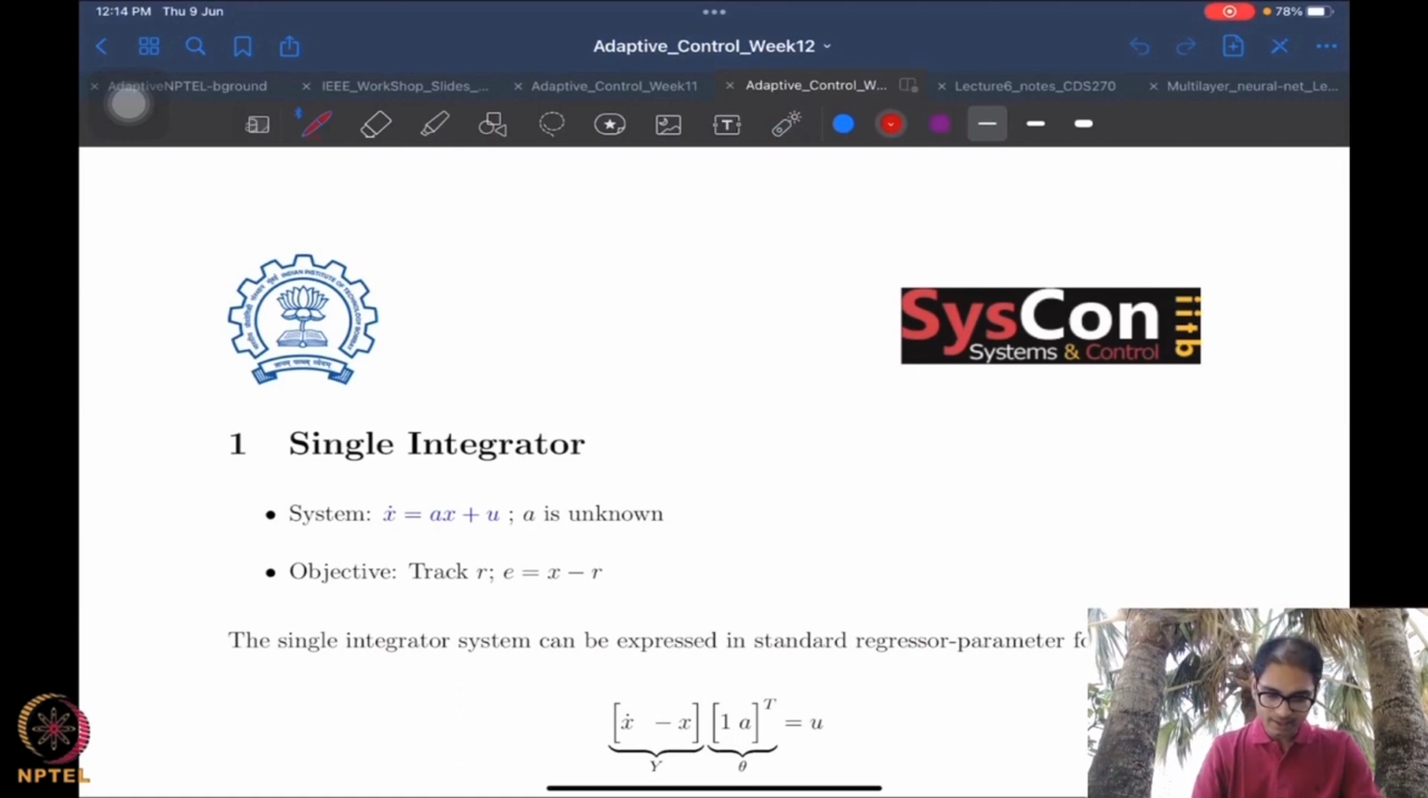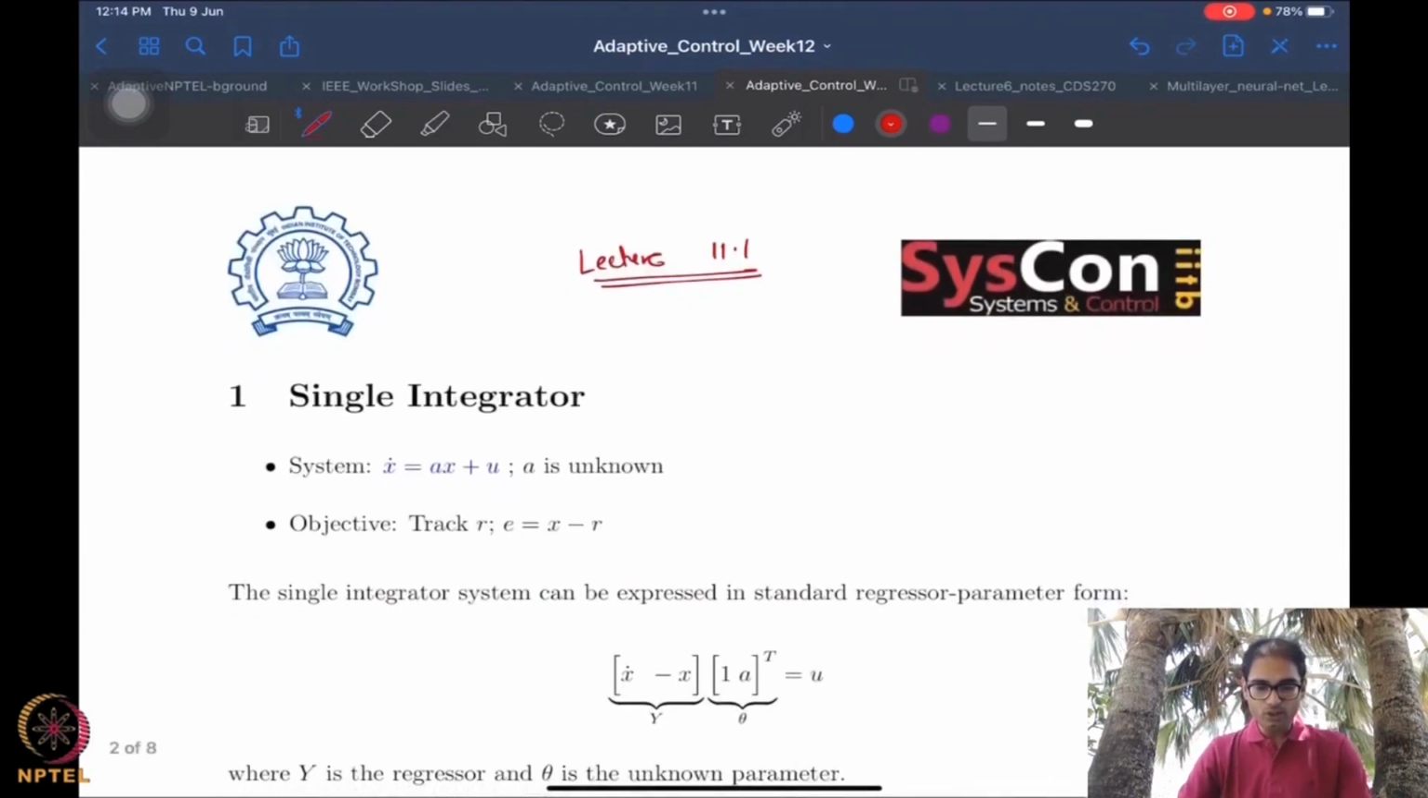This is where we start this week's lectures. Lecture 11.1. As usual, let's continue with a single integrator setting. So I have a single integrator model. This could have been nonlinear or linear. It doesn't matter. Nothing much changes there.